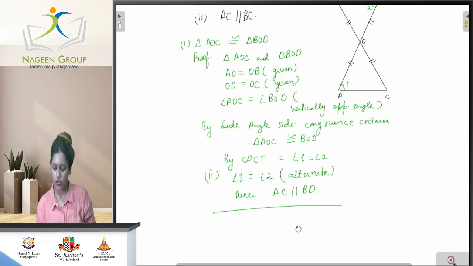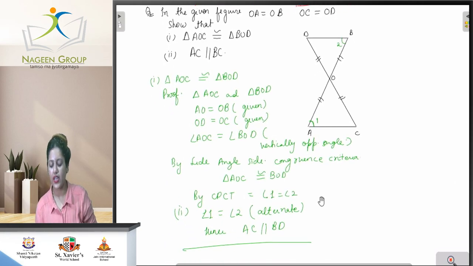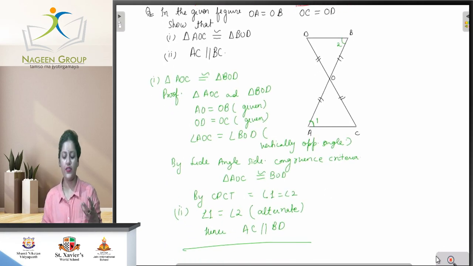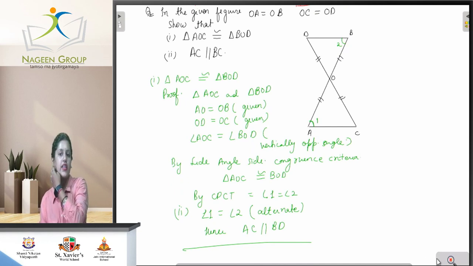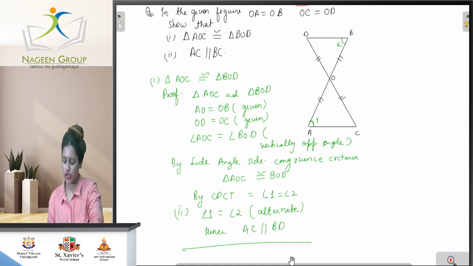You have seen on your screen that in the given figure, we have proved the first point, that is triangle AOC is congruent to triangle BOD, and the second point, that is AC is parallel to BD. Now the next question we are doing here.